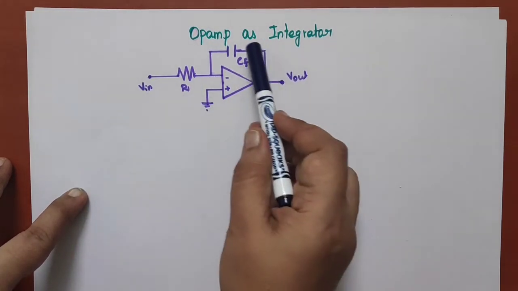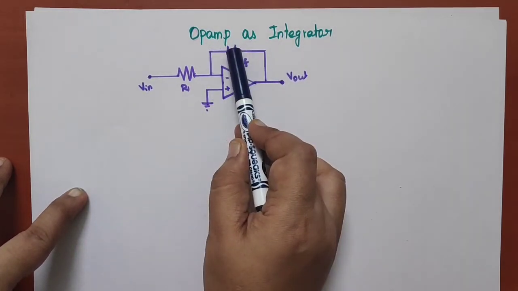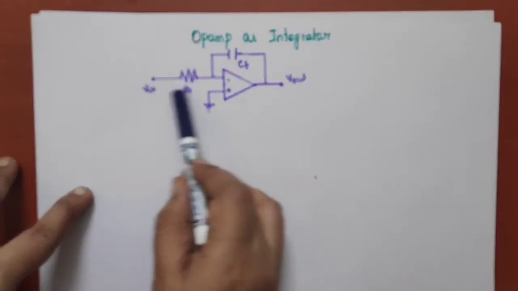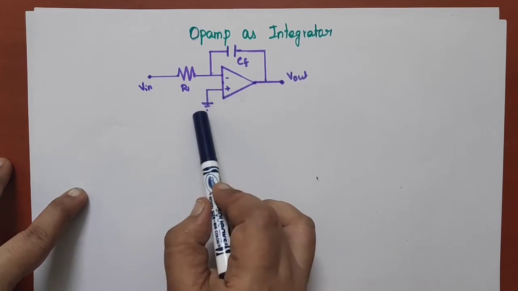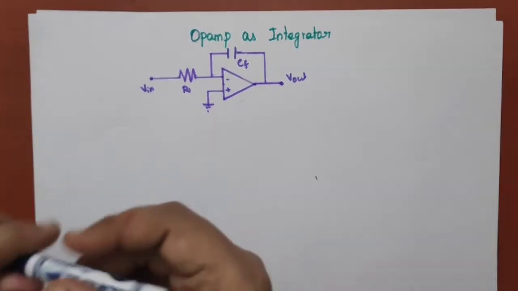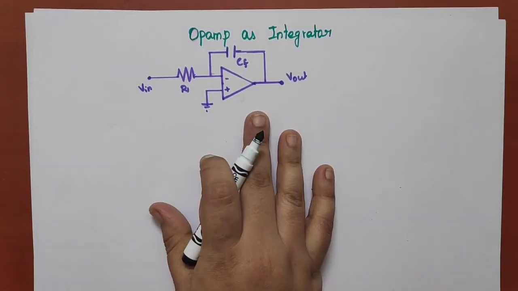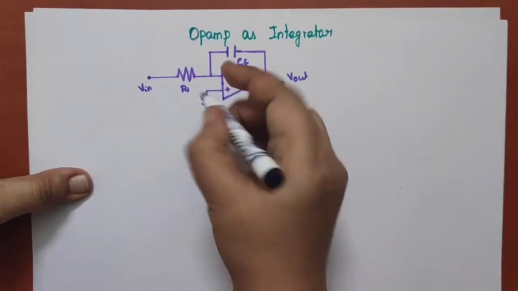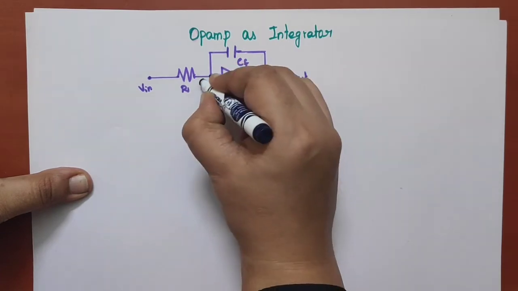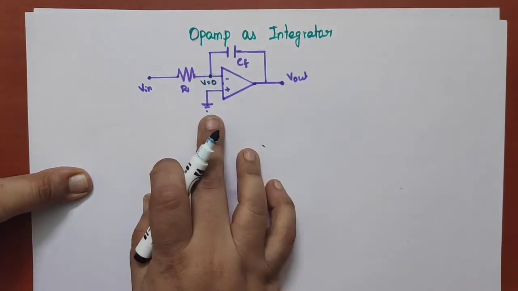Op-amp integration uses capacitor as a feedback element as shown here. The input is given at the inverting terminal of the op-amp. Non-inverting terminal is grounded here. By virtual ground concept, op-amp will try to keep its input terminal at the same potential. So, the potential at this point is equal to 0.